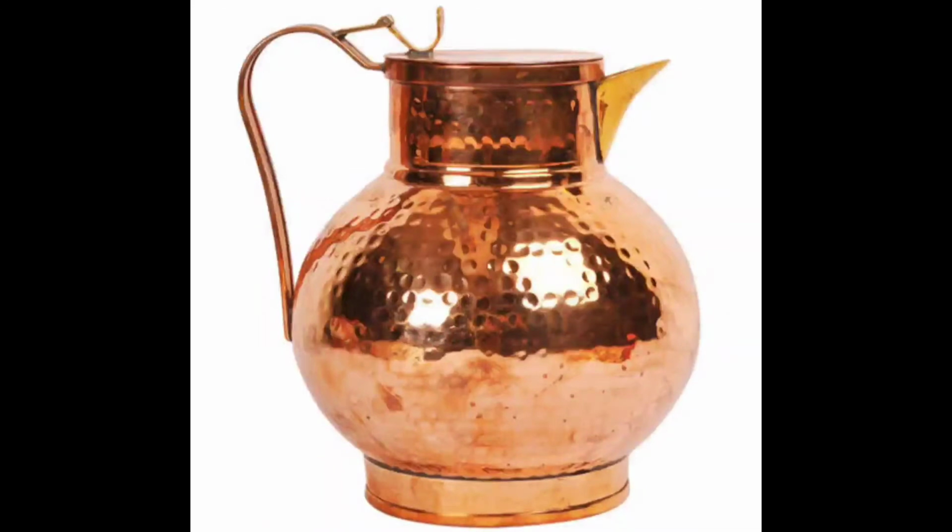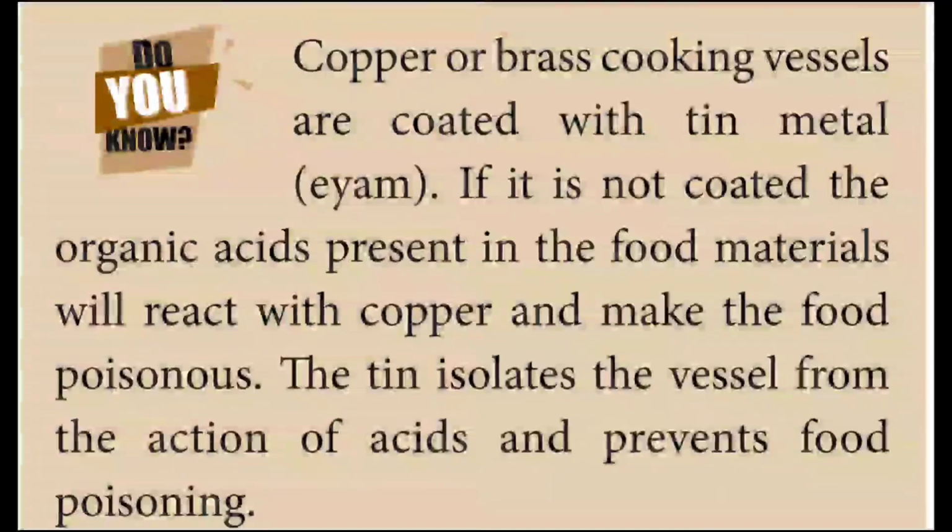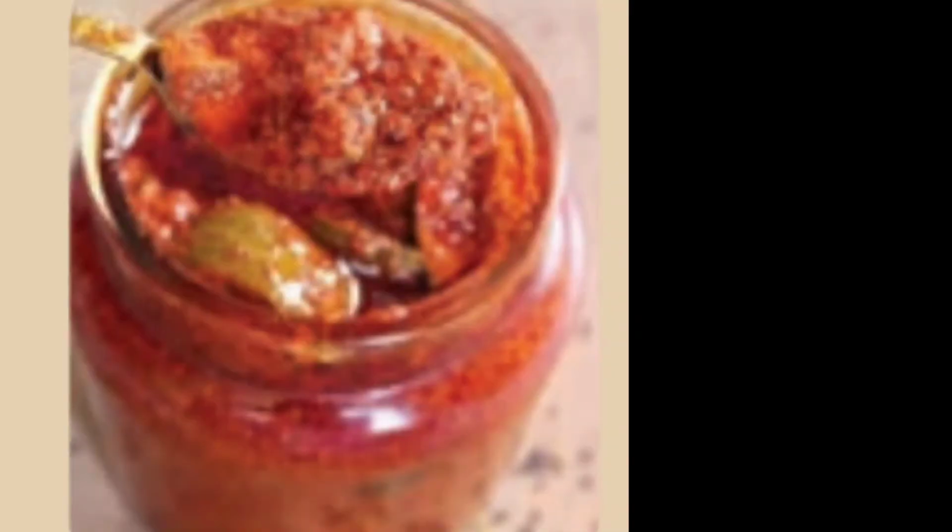Copper or brass cooking vessels are coated with tin metal. If it is not coated, the organic acid present in the food particles will react with copper and make the food poisonous. The tin isolates the vessel from the action of acids and prevents food poisoning. Pickles remain in good condition for a long time because they contain vinegar, acetic acid or benzoic acid.